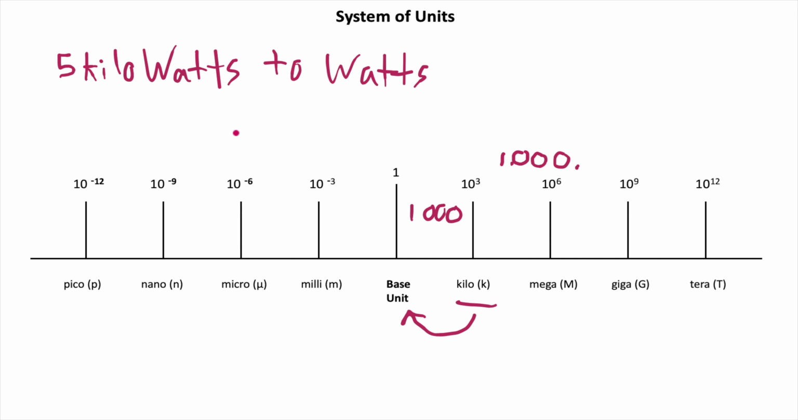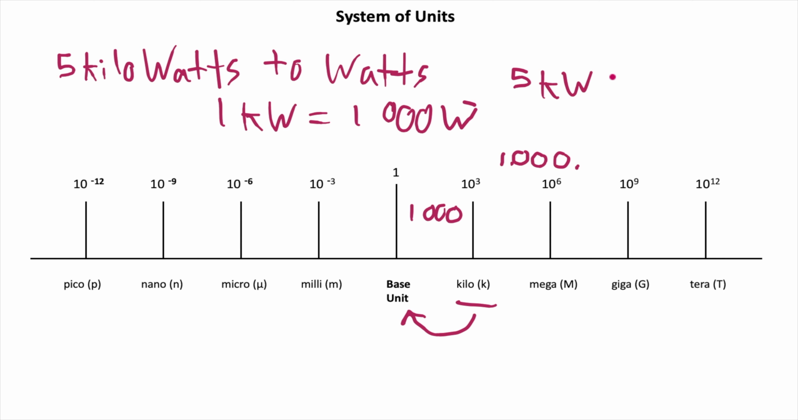So if we come back up here, now that we've identified the conversion factor, we know that 1 kilowatt is the same thing as 1,000 watts. Now let's multiply the final equation here, 5 kilowatts times 1,000 watts. The unit that we're going to keep always goes in the numerator, and the unit that we're converting from is in the denominator here.